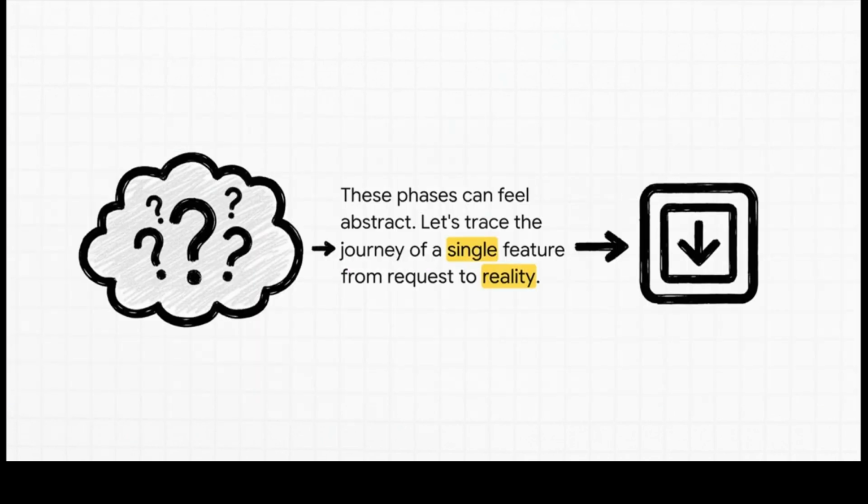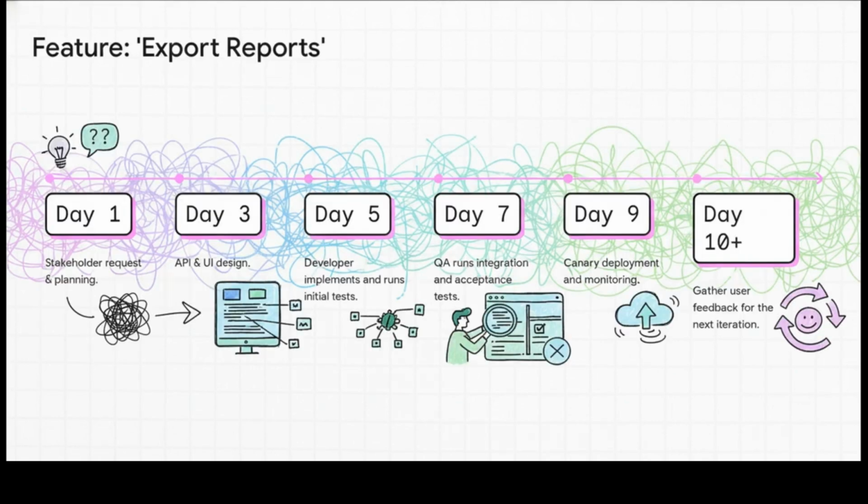Now, these phases can feel a little abstract. I get it. So let's make it way more concrete. We're going to trace the journey of one single, pretty common feature, all the way from the initial request to a living, breathing reality. Let's use a classic example, an export reports button. Okay, so day 1, the request comes in, and the team plans it out. By day 3, designers have created the UI, what you see, and the technical plan for how it talks to the server, which is the API.